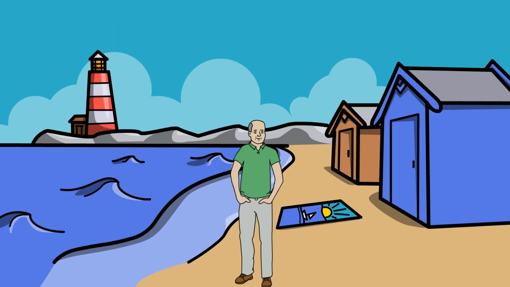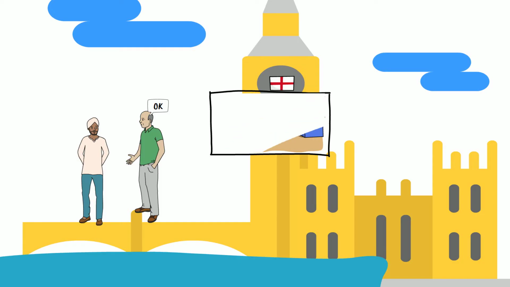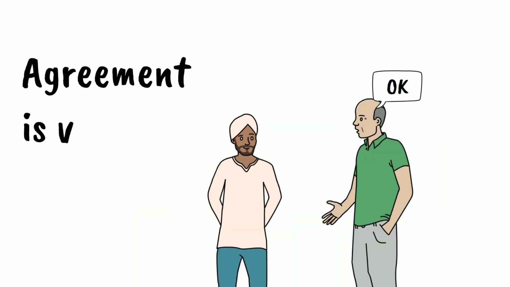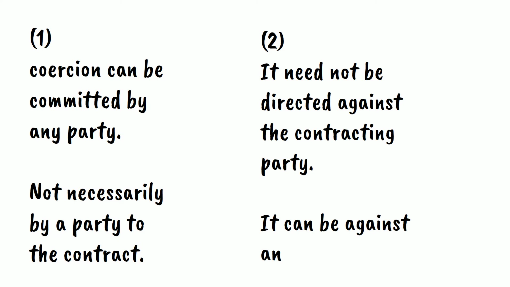When they go back to India, B sees his son is fine and he denies to sell the house to A. We saw IPC is not applicable in England and coercion was caused in England. Still, this agreement is voidable. That means B can decide if he wants to sell or not. Remember, two important points here. One, coercion can be committed by any party, not necessarily by a party to the contract. Two, it need not be directed against the contracting party, it can be against anyone else.